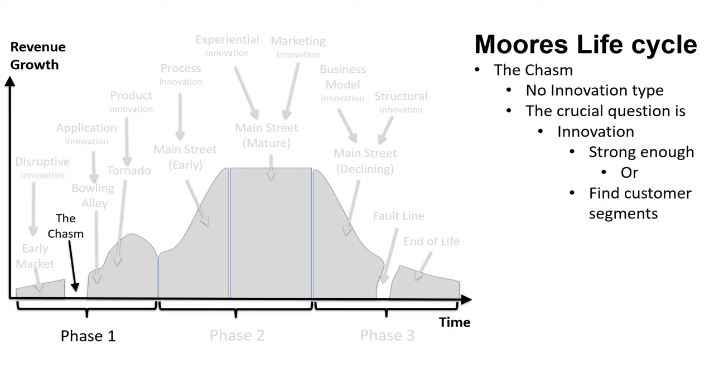Stage 2. The Chasm. There is no aligning innovation type in the model. The crucial question at this stage is: is the innovation in the previous stage strong enough to attract pragmatic customers directly, or is it necessary to find customer segments with special needs or pains in the next stage?